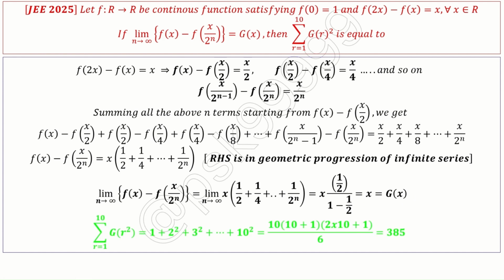It's a sigma of g of r square, which is nothing but x square. So 1 square plus 2 square plus 3 square up to 10 square, which is 10 into 10 plus 1 into 2n plus 1 divided by 6, which is 385. That's the answer. Okay, next.